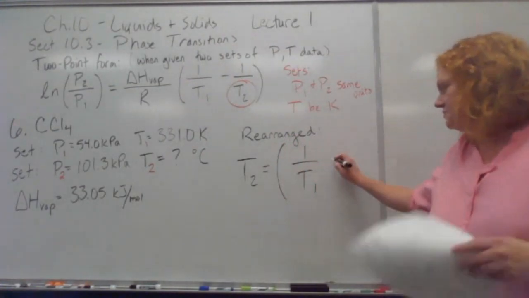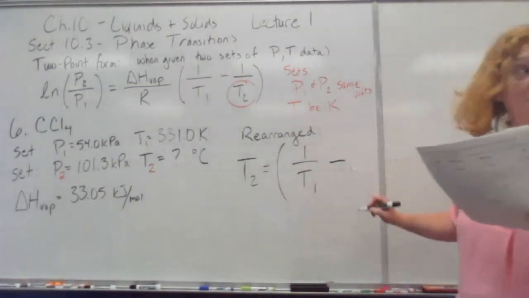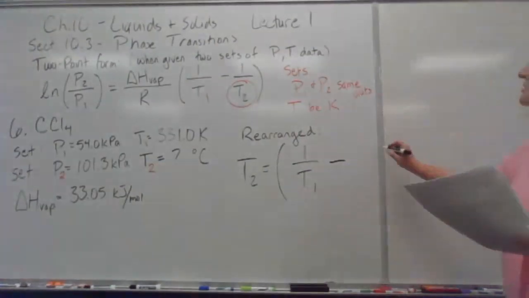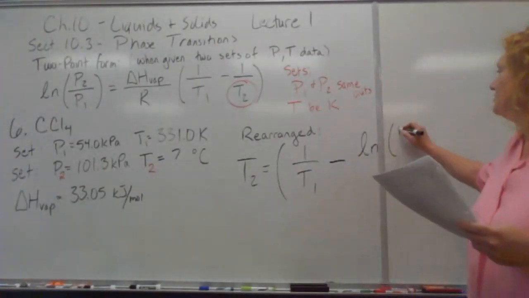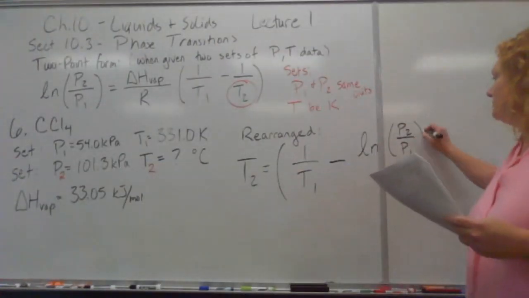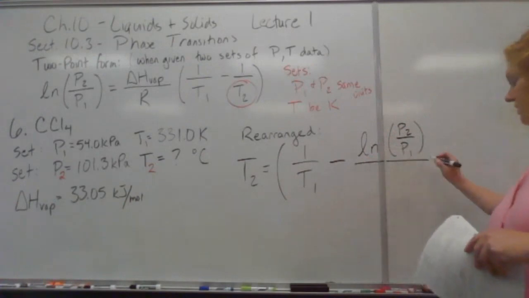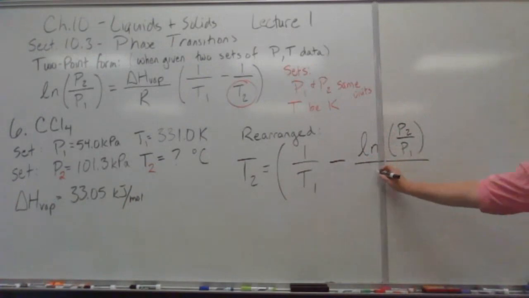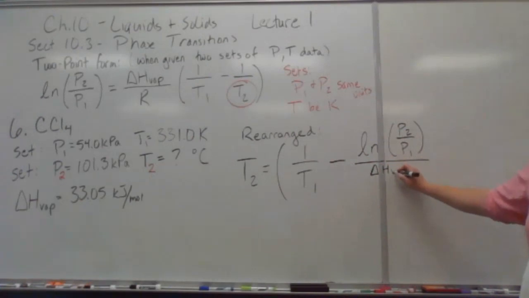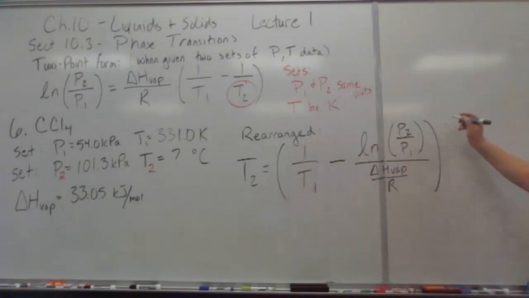One over T1 minus natural log P2 over P1 divided by your delta H of vaporization, that is divided by R. And then this whole answer is raised to the -1 power.